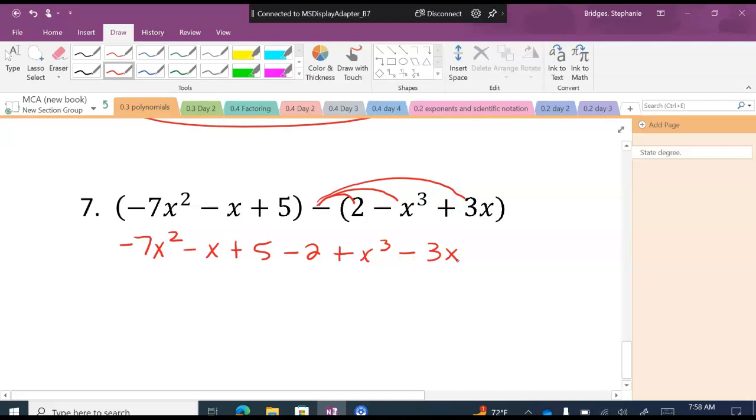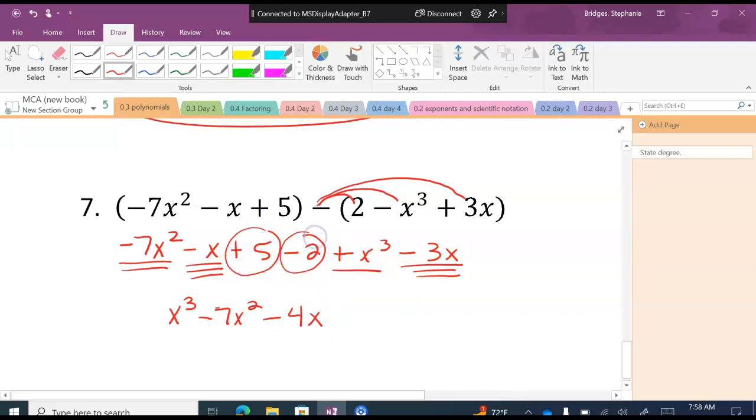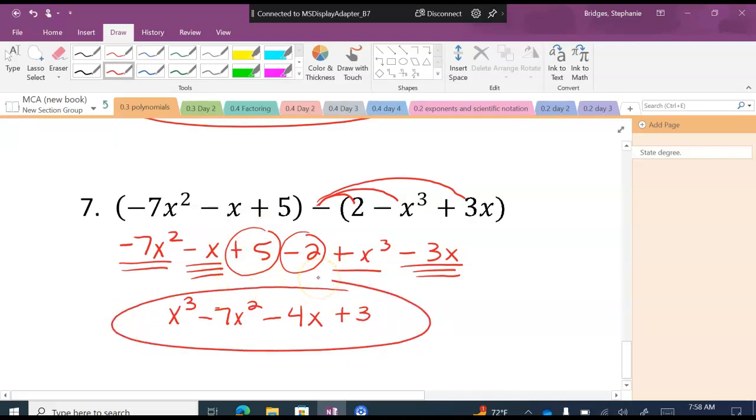And then I go in standard form. My highest degree here is an x to the third. That is the only one I have, so I'm bringing that down. Then I have a negative 7x squared is also the only one of those that I have, so I'm bringing that down. Then I have a negative 1x and a negative 3x, which is going to give me a negative 4x. And then I have a positive 5 and a negative 2, which gives me a positive 3. And so that one in standard form is x to the third minus 7x squared minus 4x plus 3.